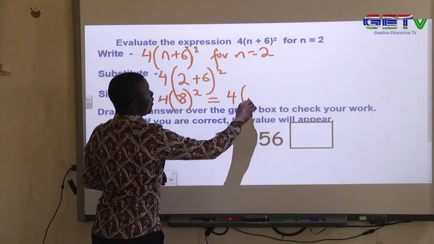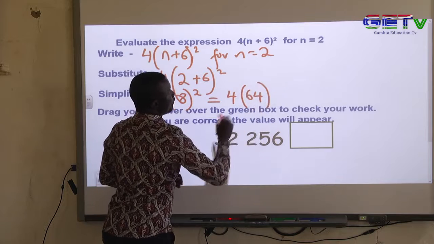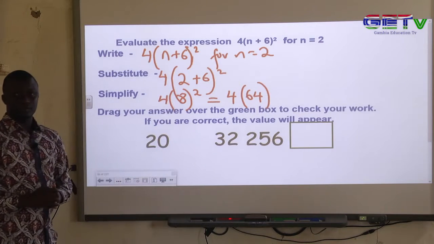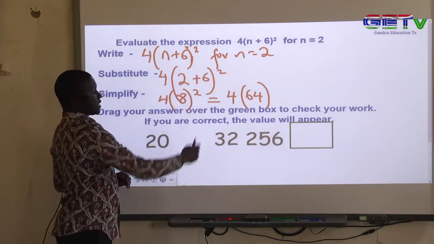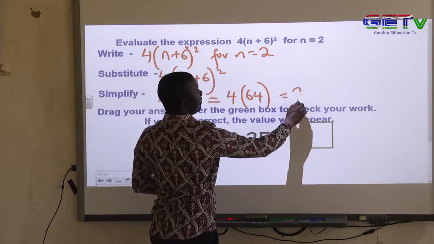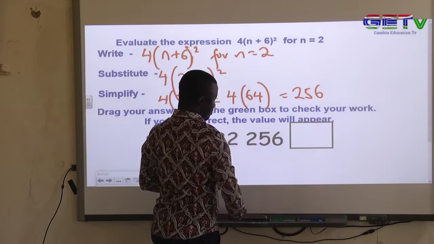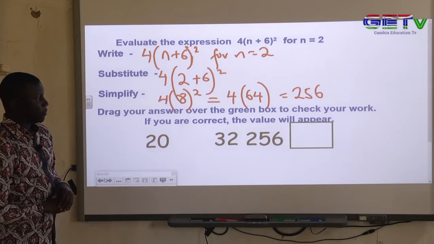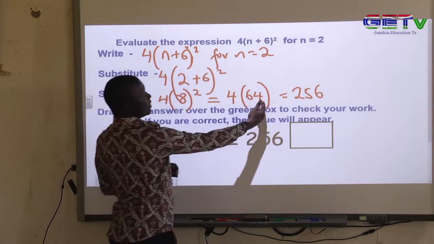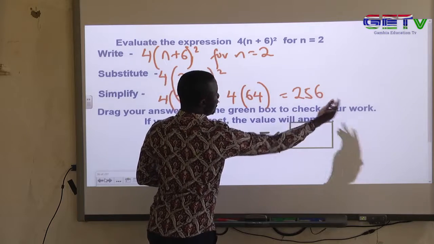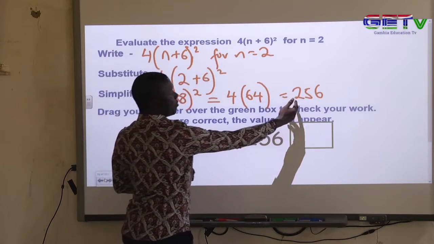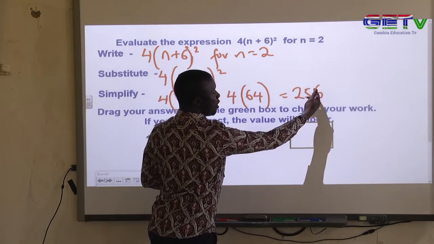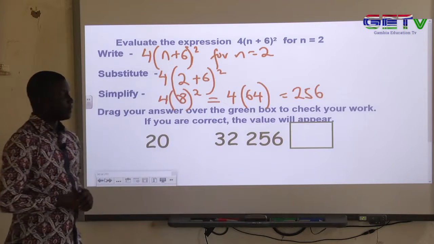So this is 4 times 64. We multiply 4 by 64, we have 256. 256 is our answer here, multiplying 4 by 64. 4 times 4 is 16, write 6, carry 1. 4 times 6 is 24, plus 1 is 25. So we have 256 here.